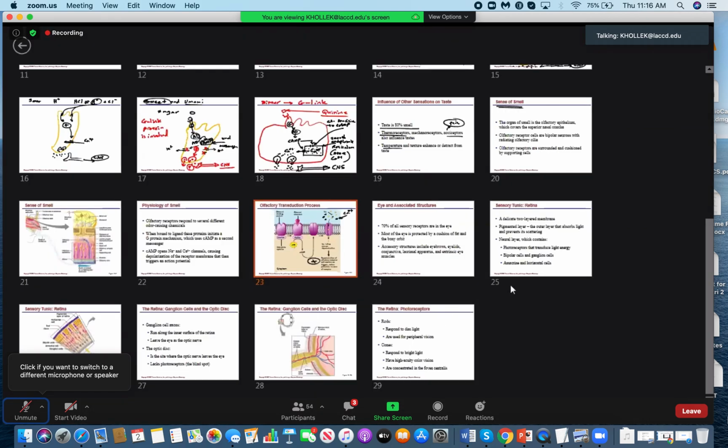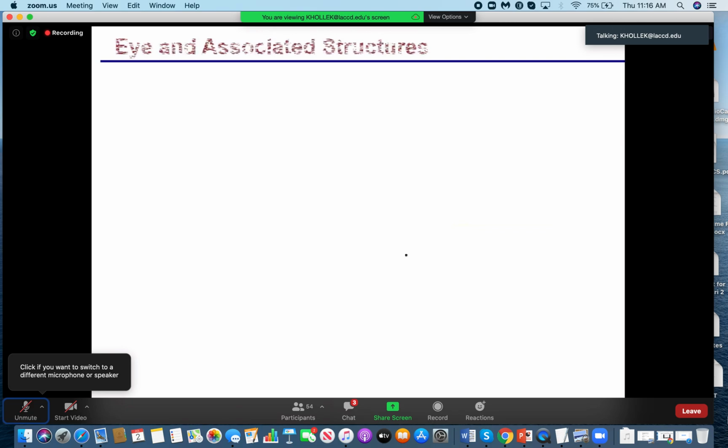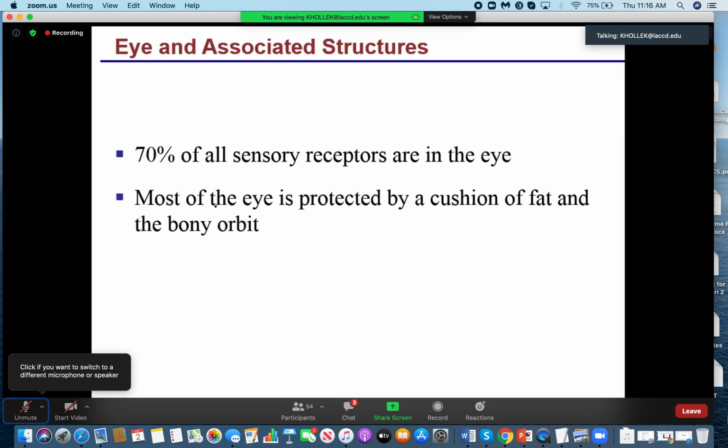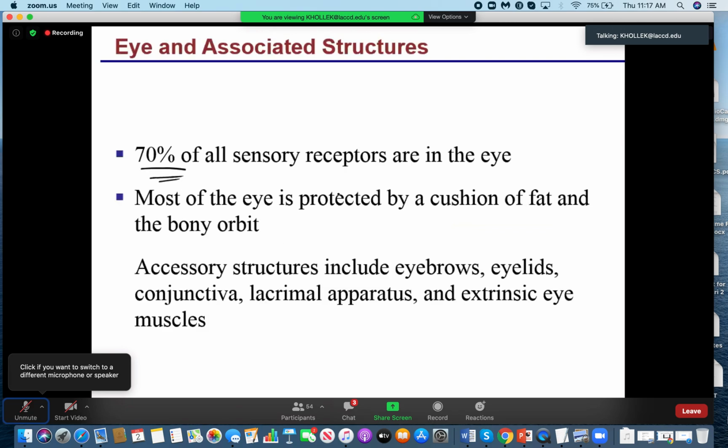Let's go ahead and take a look at the eye. When it comes to the eye, our eyes are actually pretty good. 70% of all sensory receptors happen to be located in the eye. That means we use our eyes a lot for doing different tasks. Right now, you're using your eyes to look at the screen and also listen. We'll talk about the sense of hearing later, but your eyes are really important to bring in a lot of information from the outside environment.